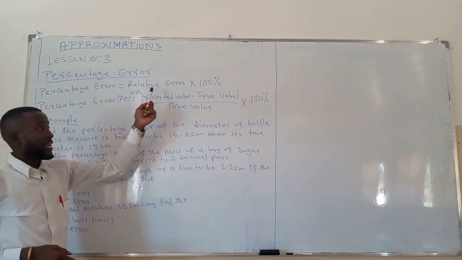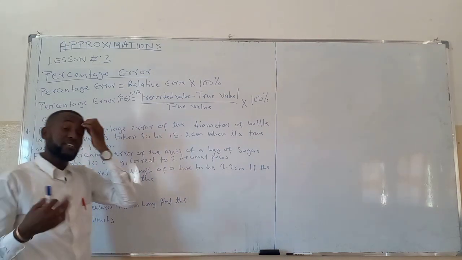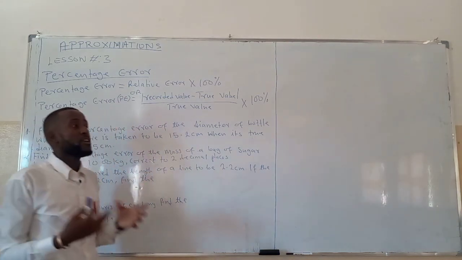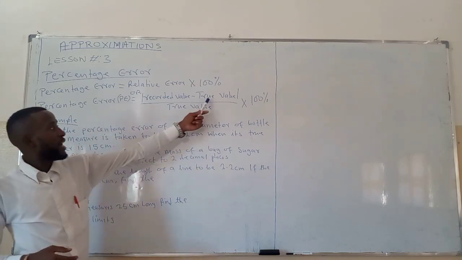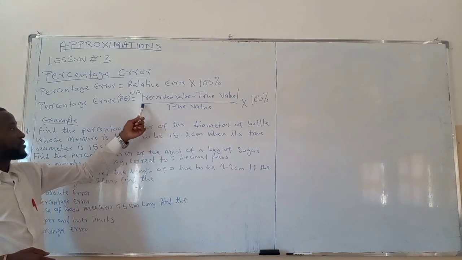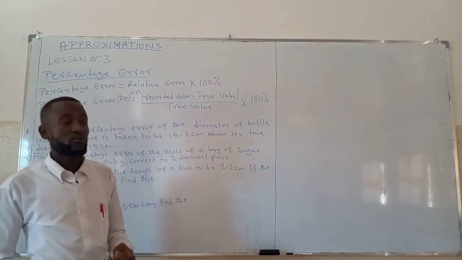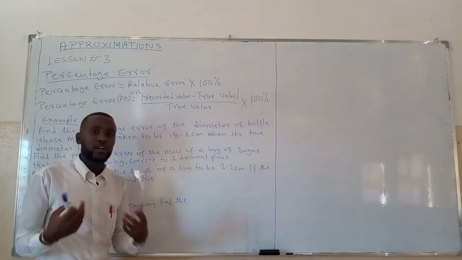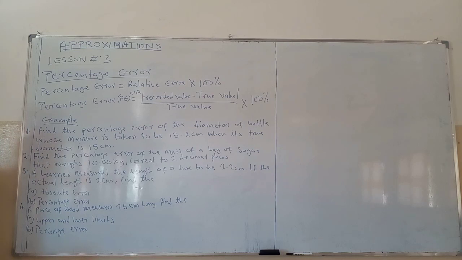The first formula is very much applicable if you have been given only one dimension, meaning one true value. But if you have been given a true value and also a recorded value, then the second formula becomes effective. So use these two formulas with different kinds of questioning techniques. Okay, now let us look at the examples.